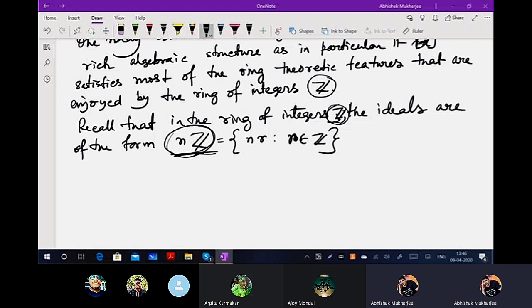Now in the case of F[x], we will see the same kind of feature. That is, every ideal of F[x] will be generated by a single polynomial. So every non-zero ideal of F[x], or any ideal of F[x], can be generated by a single polynomial.